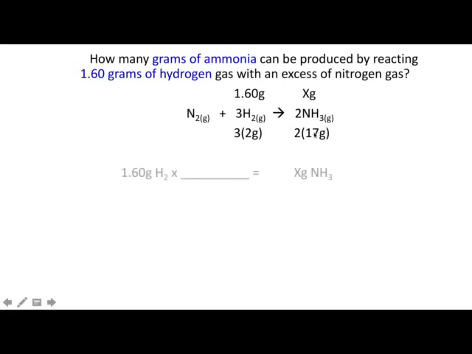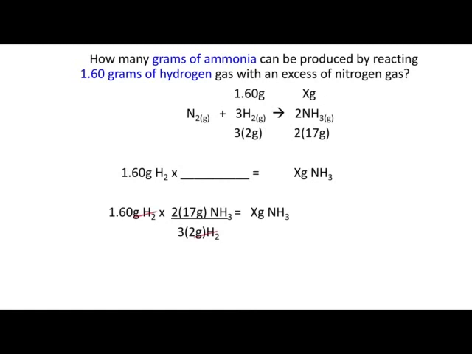Now I'm going to set up my solution. So here's my given information. Here's my unknown. Now I need my conversion factor. So I'm going to need grams of hydrogen down here, grams of ammonia up here. I already have the numbers up here. And that's what it would look like. And then you can see I can cancel out grams of hydrogen and solve it mathematically. There's my answer.